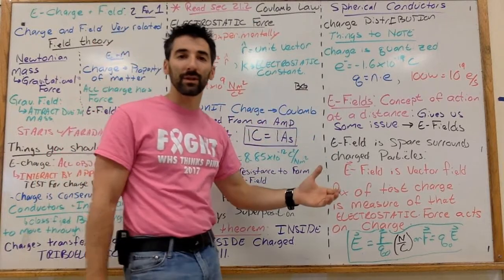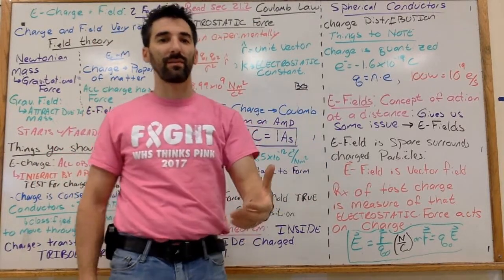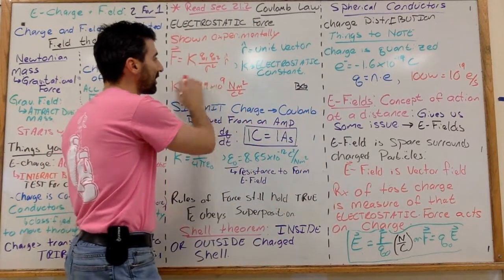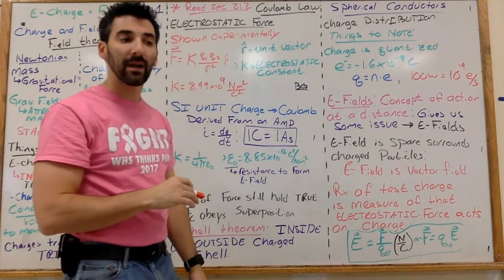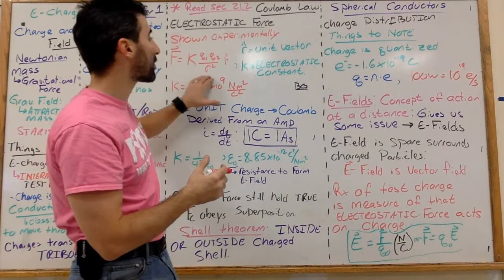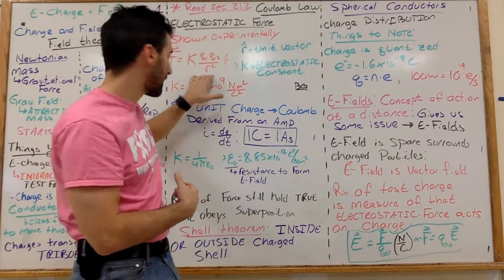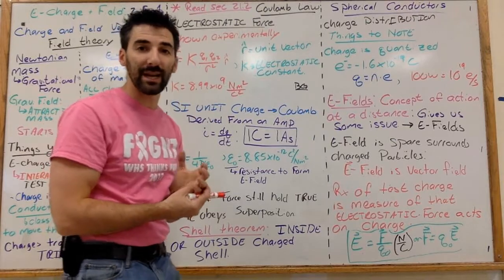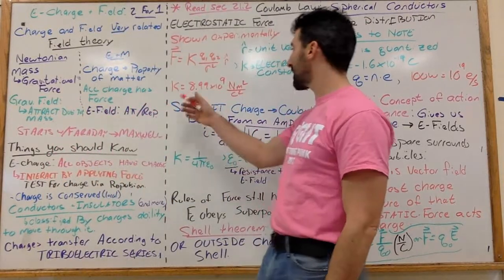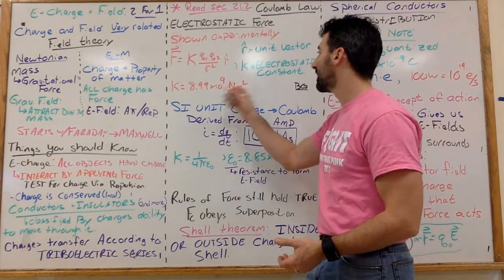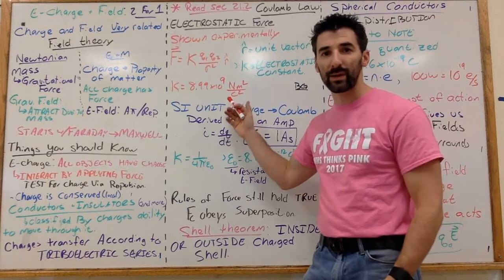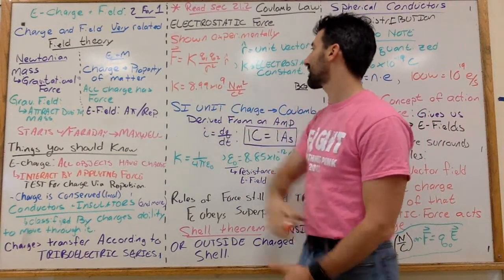Now, very similar to Newton's universal law of gravitation, this was something that we could find experimentally, and it was something that was proved experimentally over and over and over again. K is our electrostatic constant, and K is 8.99 times 10 to the 9th newton meter squared per coulomb squared, and that is just our constant that makes everything work.